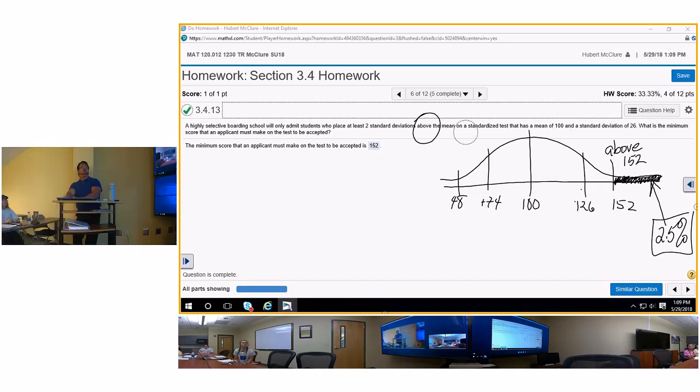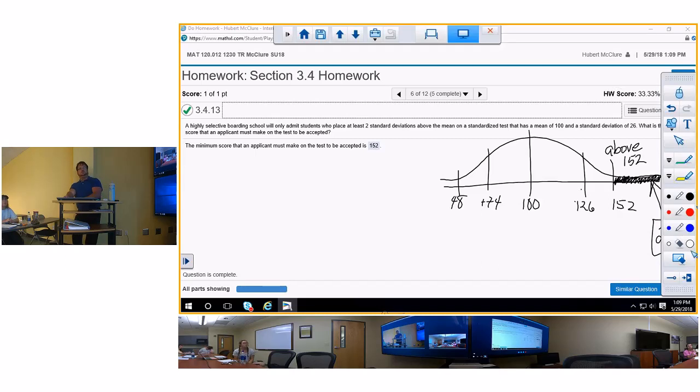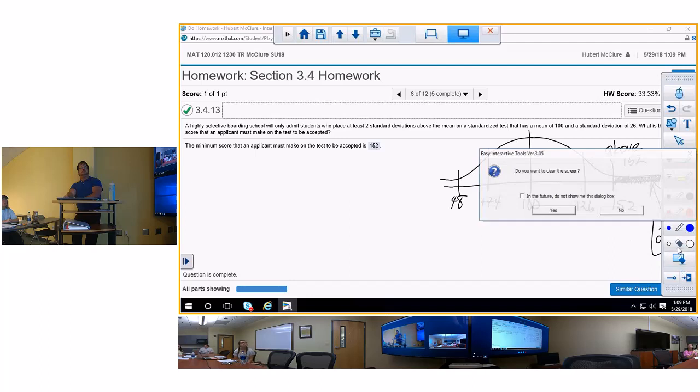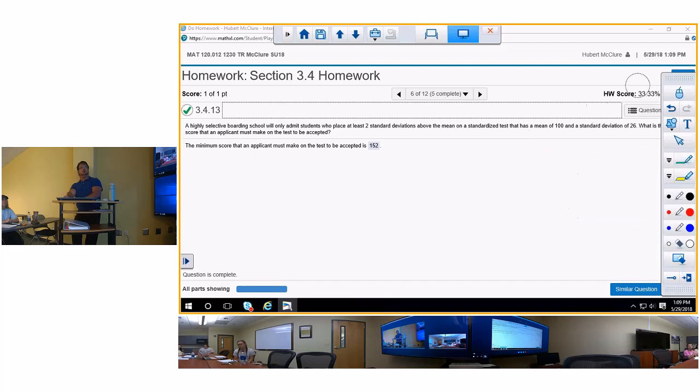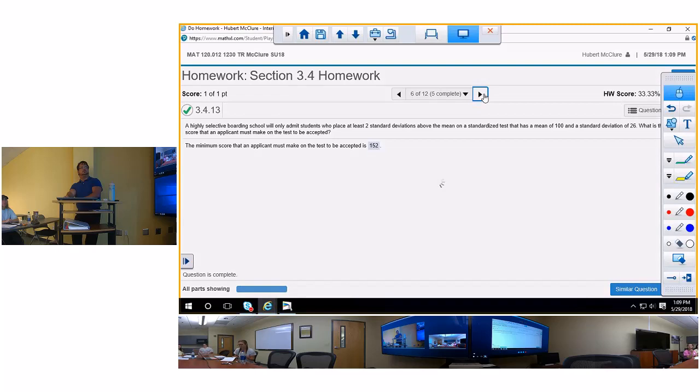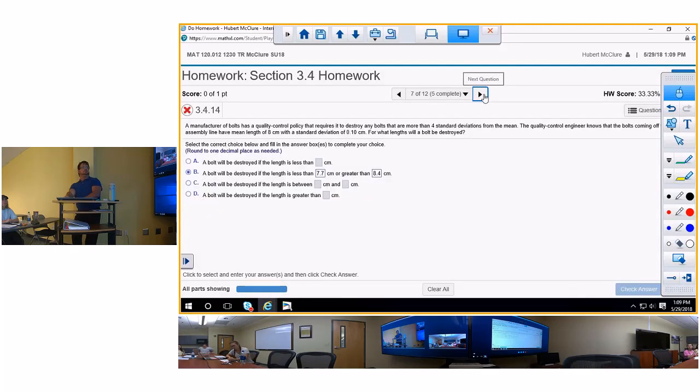So make sure you know how to do that one. That's the second time we've done a problem like that. So I don't want to hear, I don't know how to do it, because I think we did that one before we even did z-scores. I'm just looking for any of the ones in this section that may throw you off. I don't think there's going to be any more in this section. Manufacturer bolts, we did that one in class.